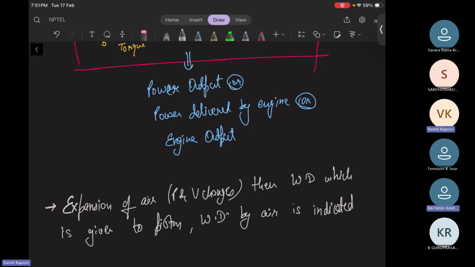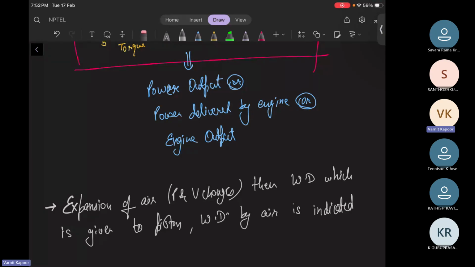A lot of noise. Can you please mute yourself, or I have to mute you. Ratish, the participant. Okay, I think he's muted now.